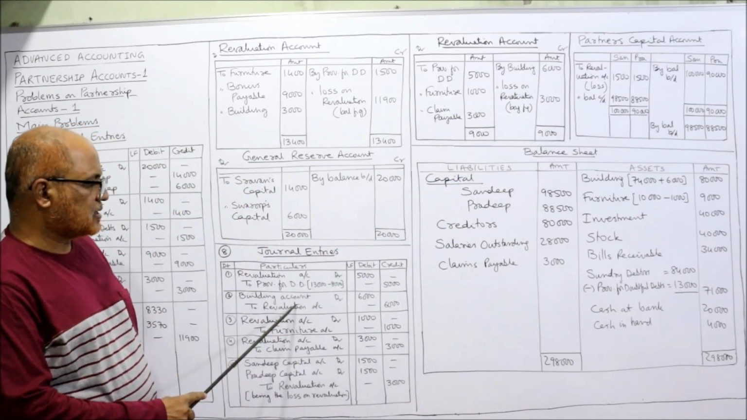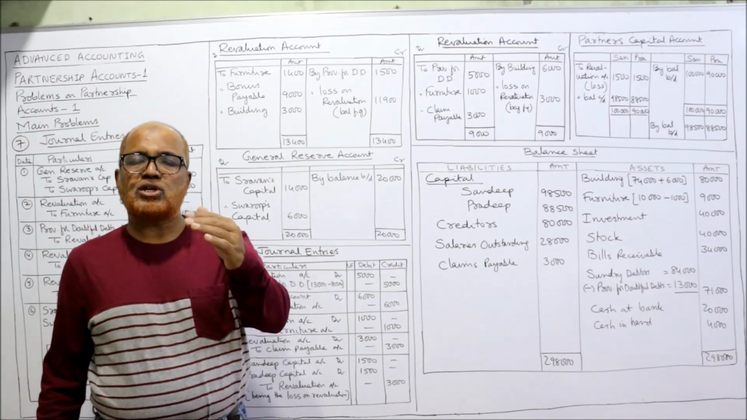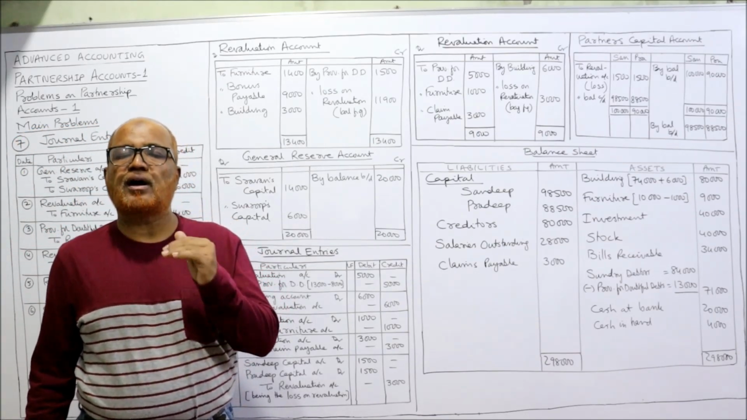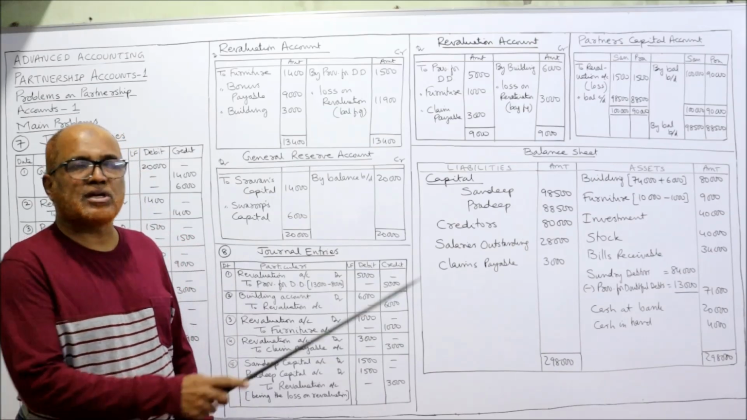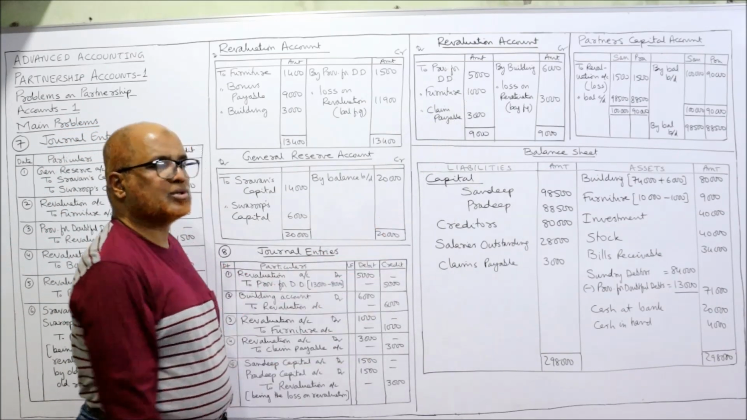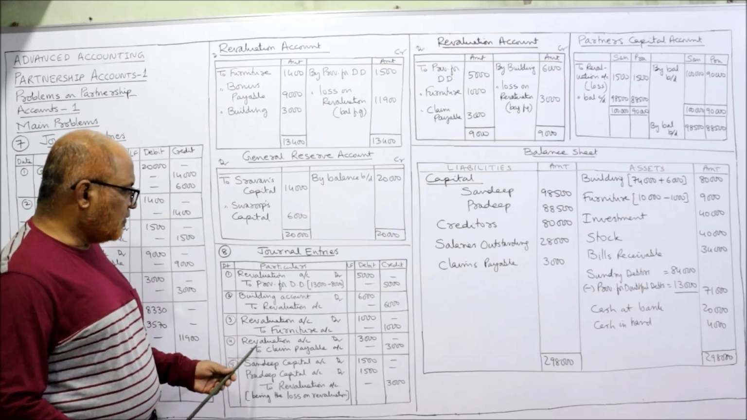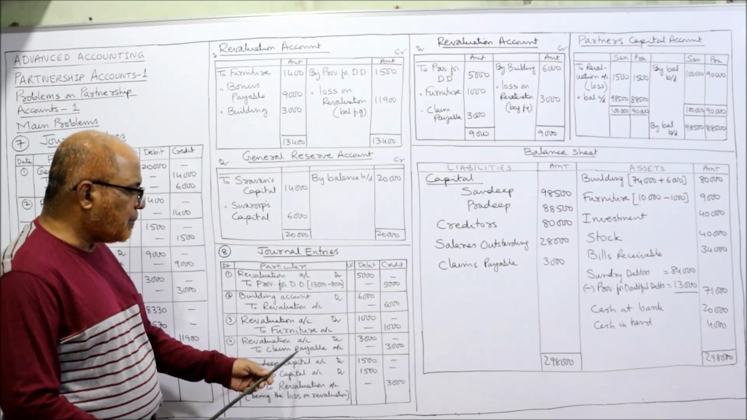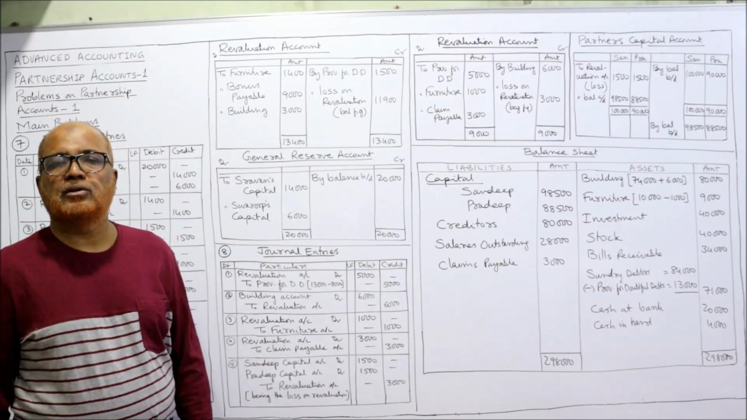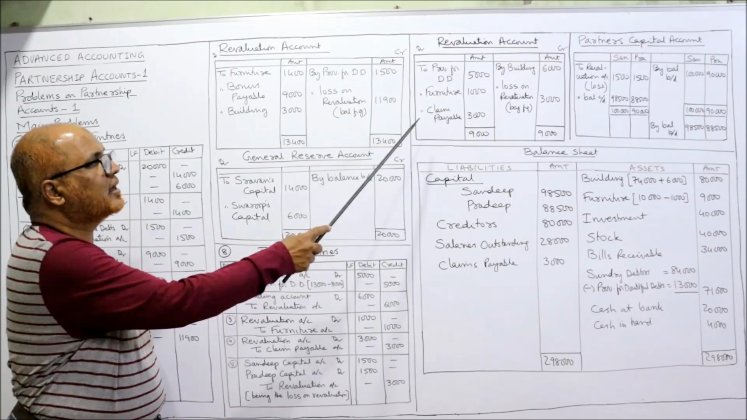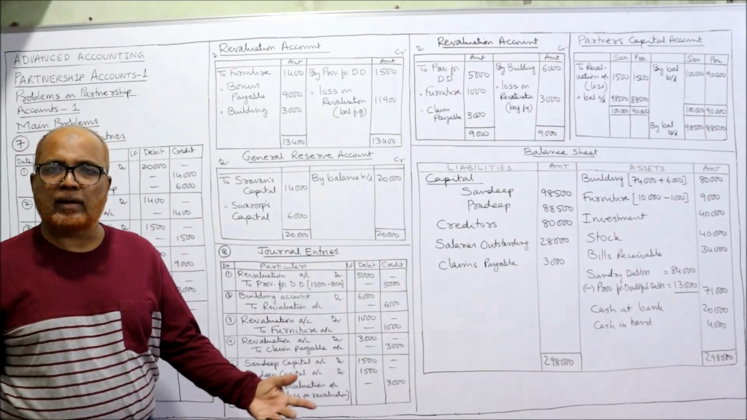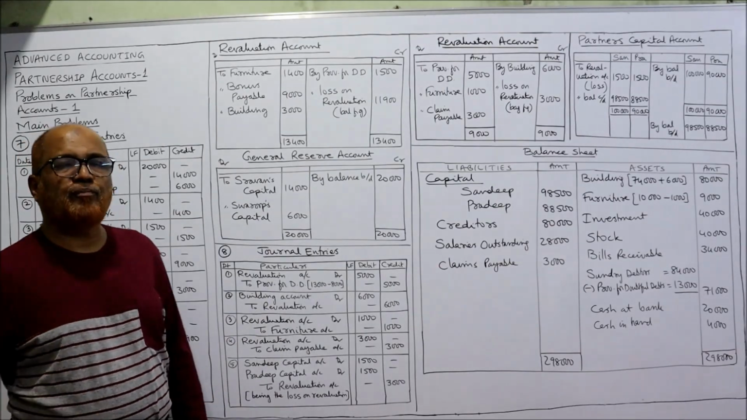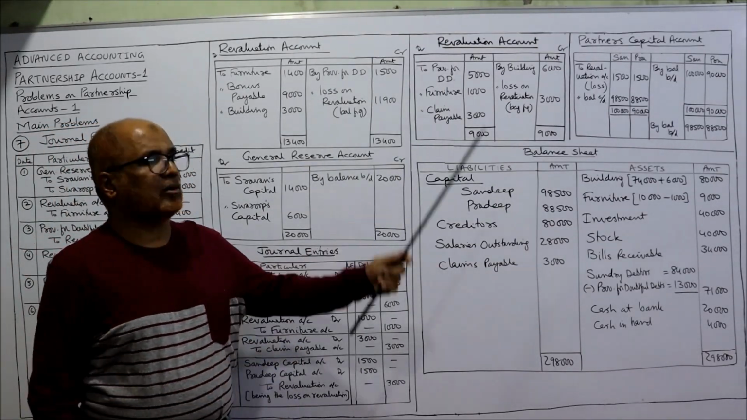Two entries posted. Third entry, revaluation account debit, furniture account credit. So revaluation account is debited to furniture 1,000. Last entry, revaluation account debit, claim payable account credit. So revaluation account debit side, claim payable 3,000. Over. All the 4 entries we have posted to revaluation account.